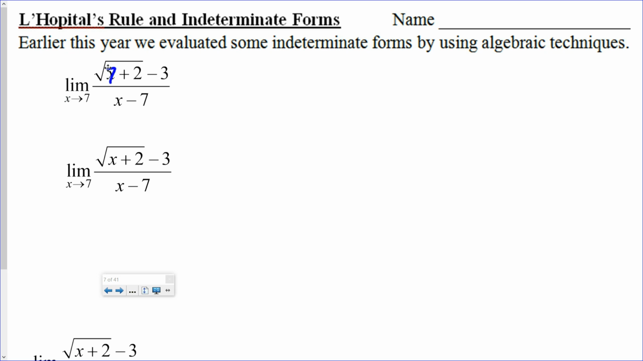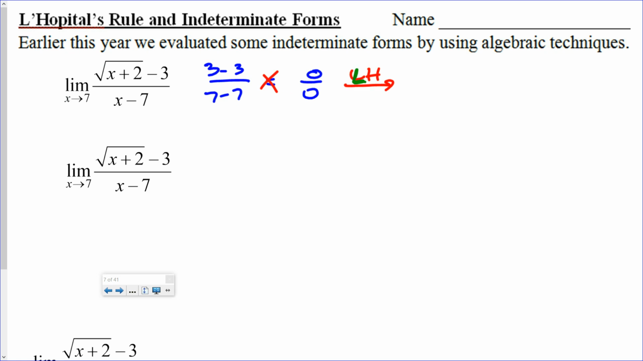If I plug in 7 here, what I'll get is the square root of 9, which is 3, minus 3 over 7 minus 7. And indeed, I do get 0 over 0. I don't want to get a point off, so I'm going to cross out this equal sign. But you guys just be careful about that. I get 0 over 0, so what that means is I can invoke the curse. I'm going to put LH right there.